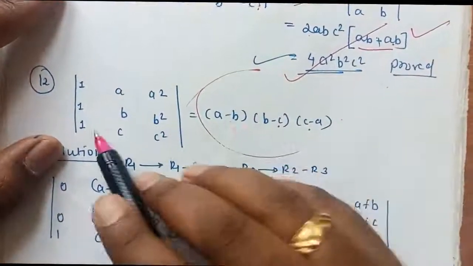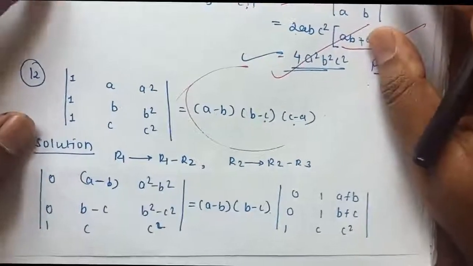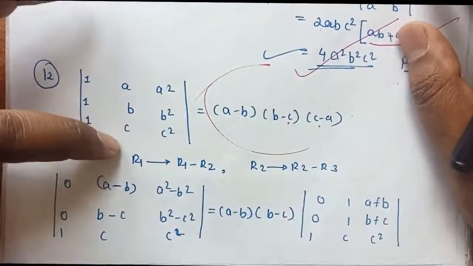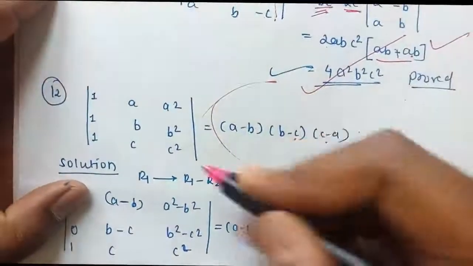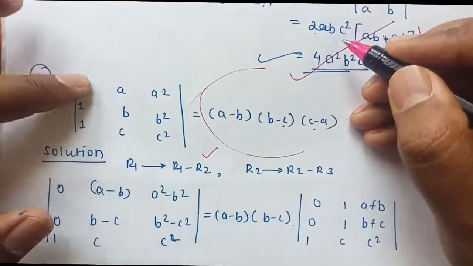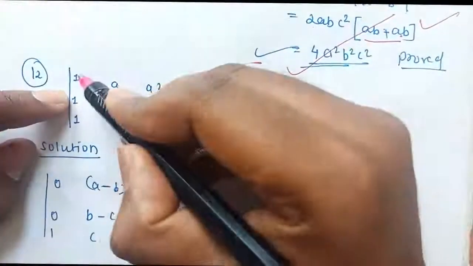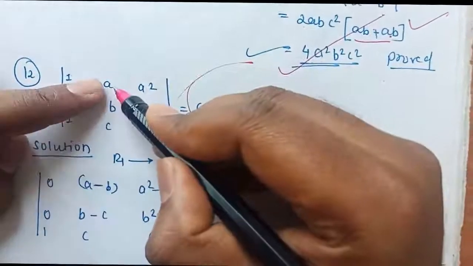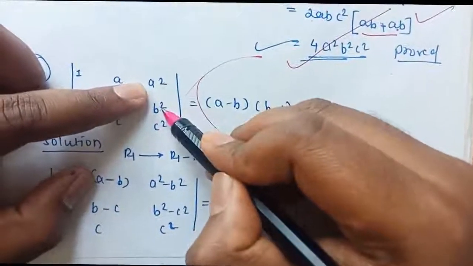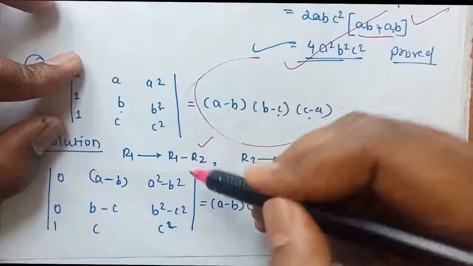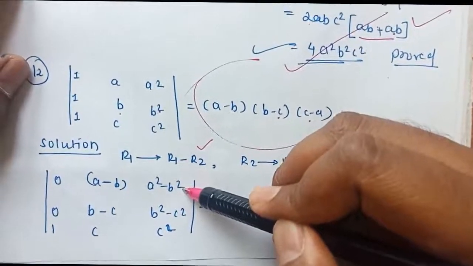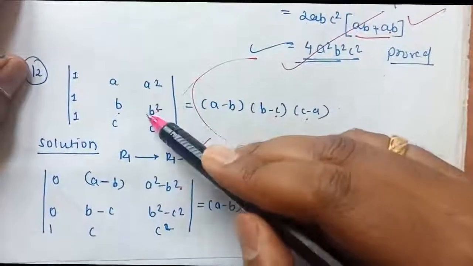That means I have to make row or column in terms of this. So what we can do is, this is R1, R2 and R3. So I will change R1 to R1 minus R2, because if I am changing R1 as R1 minus R2, this will become 0 because 1 minus 1 is 0, and this will become a minus b, that's what we want here, and this will become a square minus b square. So first row will become 0, a minus b, a square minus b square, and I will change even R2 also.